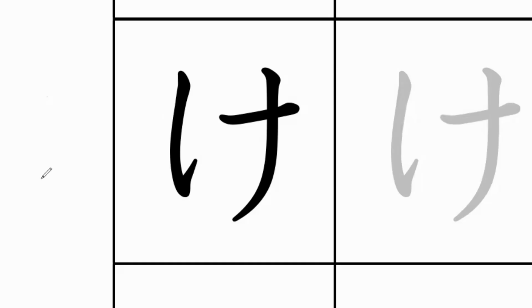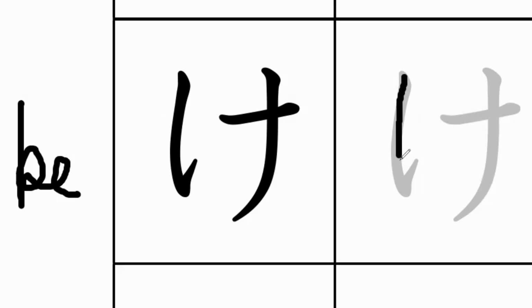So this is the Ke character. Let's see how we make it. This character has got 3 strokes. The first stroke is like this. The second stroke is like this. And the third stroke is this. This is Ke. This is the last character, which is Ko.